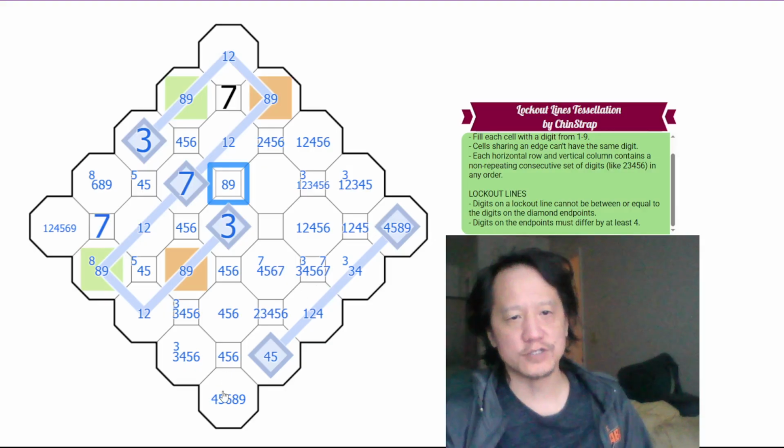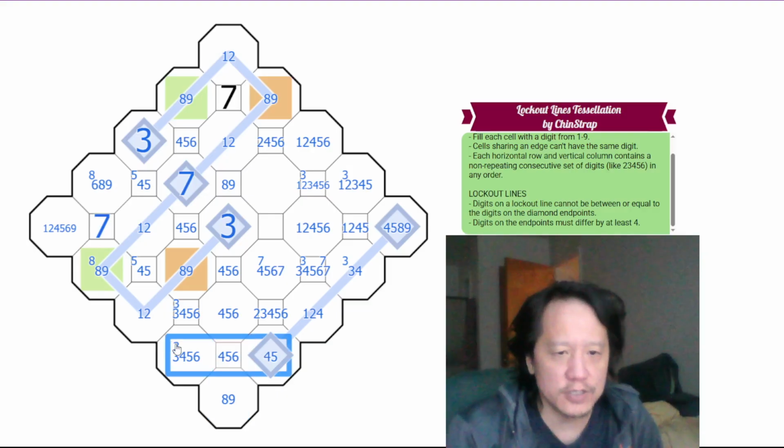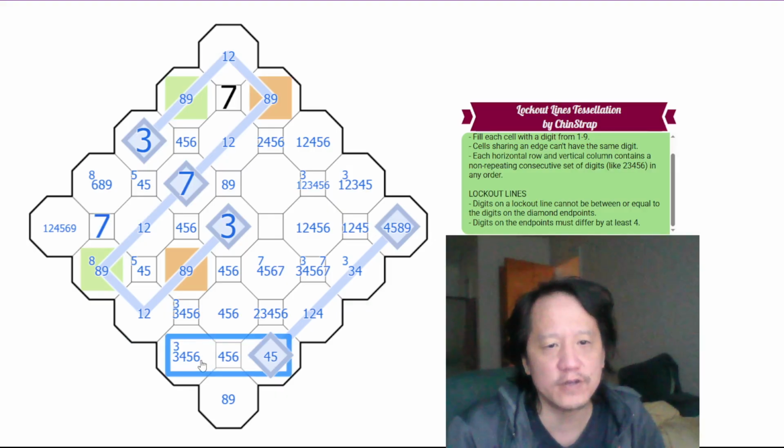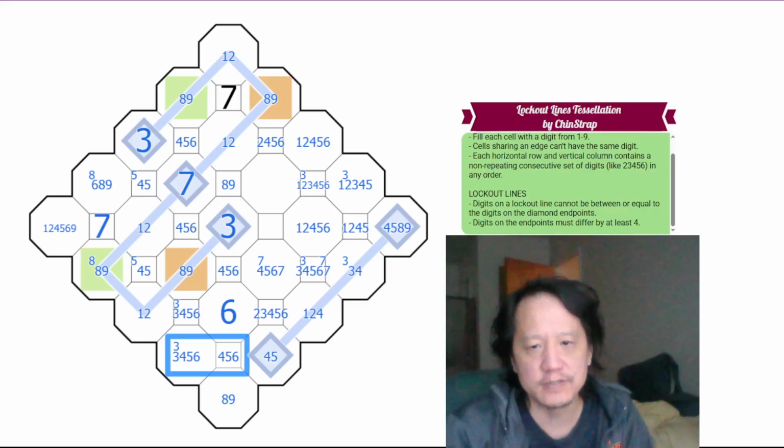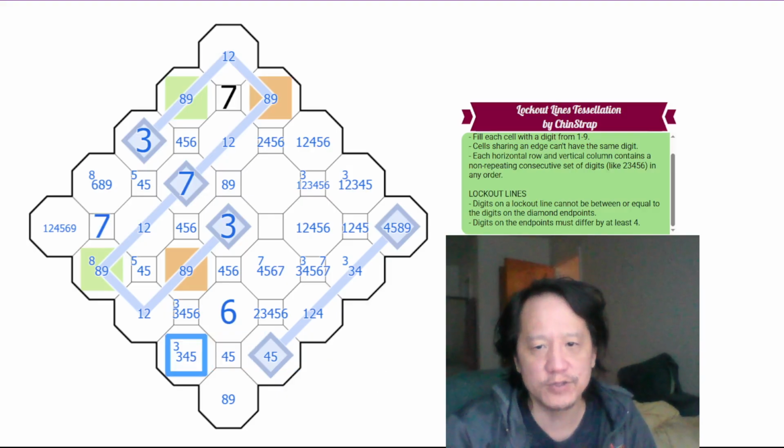which forces this to be 8, 9, this to be 8 or 9. So this is either 3, 4, 5, or 4, 5, 6, and those are the only possibilities. So we're guaranteed a 4 and a 5 here. That eliminates 4 and 5 here, so this must be 6, which means none of these can be 6. So this is 3, 4, 5. This has to be 3 then, which means this can't be 3 here. This can't be 6. This has to be 2, 3, 4, 5, 6. So this is 2. That makes this 1.